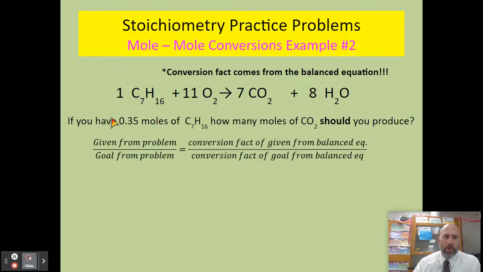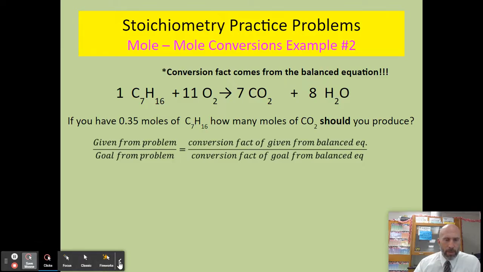Now look at this one. The problem states that we've got 0.35 moles of C7H16. How many moles of CO2 should we produce? Now, if you had 1, we would produce 7, but again, our given here is a different number. So what we do here is, again, set up our proportion.